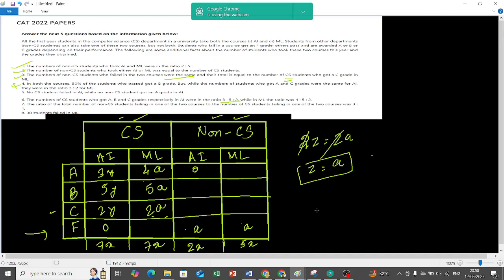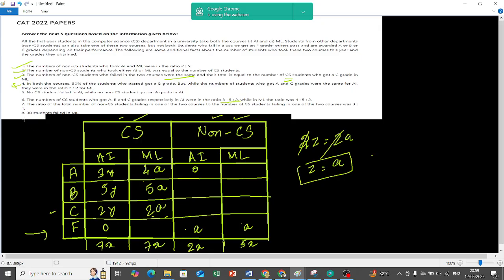Okay, the number of CS students who got A, B and C grades respectively. After that, look at what it says. So you understood, Bhavna, why these two A's are coming up? Yes, sir.